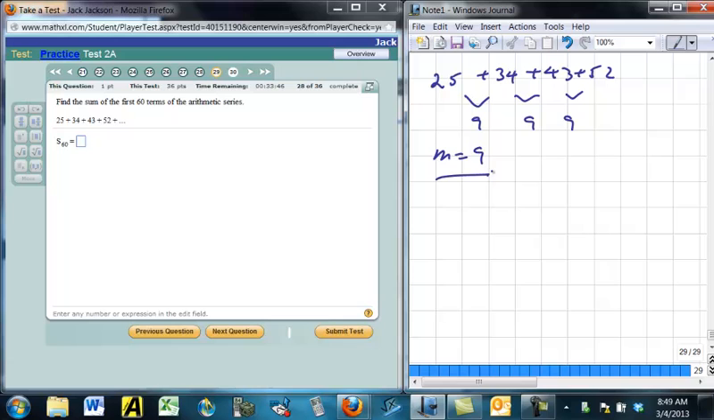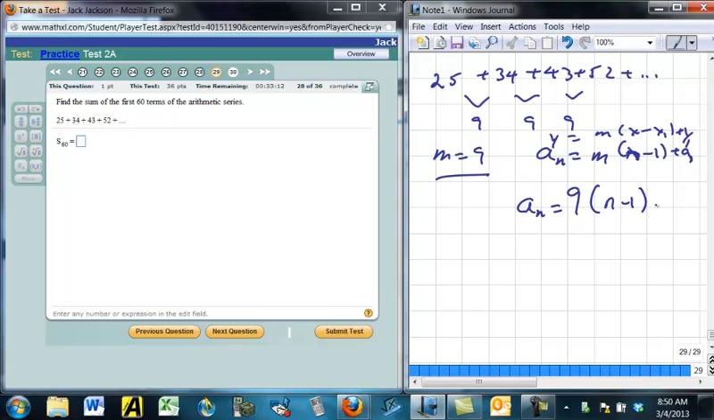Okay, so what's a formula for this? Okay, well, it's a sub n equals m times n minus 1 plus a sub 1. Okay, so that's the point. That's just like saying y equals m times x minus x1 plus y1. Point slope formula. So a sub n is, the m is 9, n minus 1, if we use the first term, a sub 1 is 25.